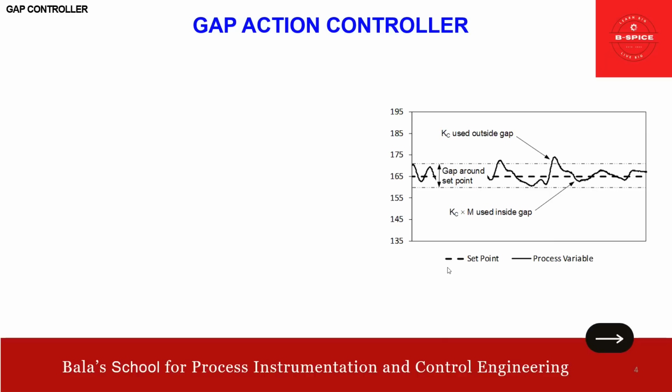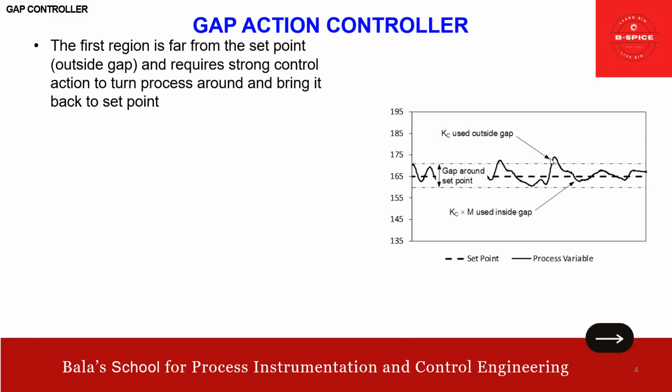Just listen, friends. You can see here, this is your set point. This is your higher gap limit. This is the lower gap limit. So this is the gap. Now, the first region you can see here is far from the set point, outside the gap. It requires a strong control action to bring it to the set point, right? So here the normal controller settings are used outside the gap.